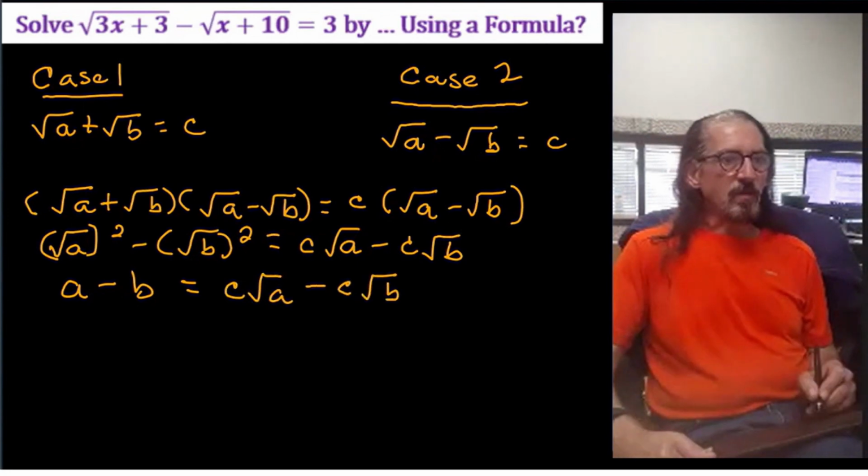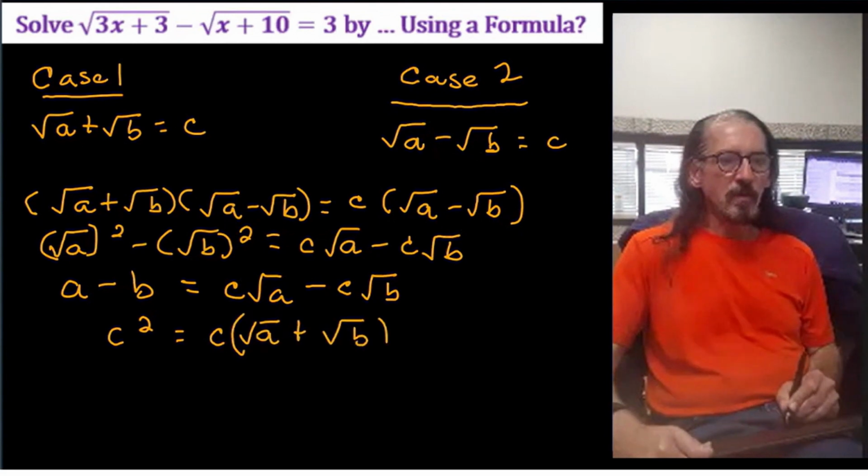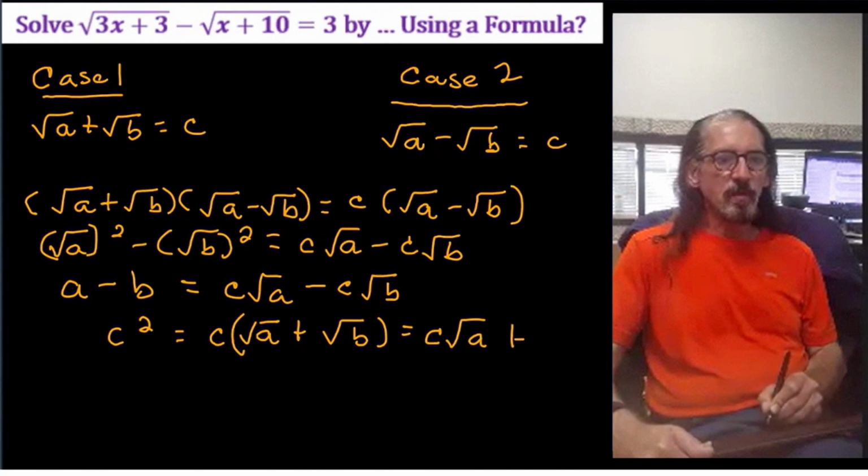On the other hand, taking the same original, multiplying both sides by c. However, I'm going to write it this way. I'm going to switch the left and right hand sides here. Multiplying both sides by c, so we have c squared equals c square root of a plus c square root of b.